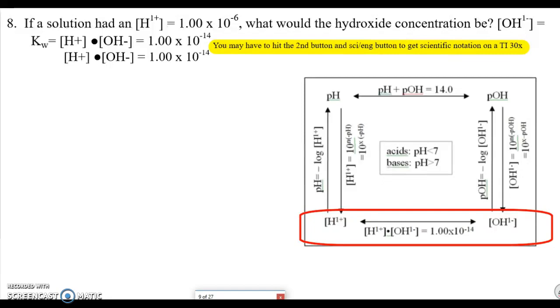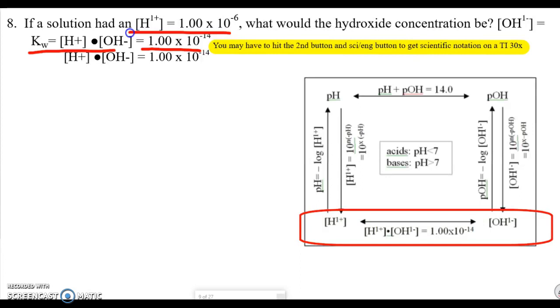Number 8, if the solution had a hydrogen ion concentration of this, what would be the hydroxide ion concentration? Why don't you try to do the math of this? Pause the program, see if you can do it, and then check your answers. So again, coming back, this is our formula right here. It's got to equal 1 times 10 to the negative 14th. So I know that this is my formula.